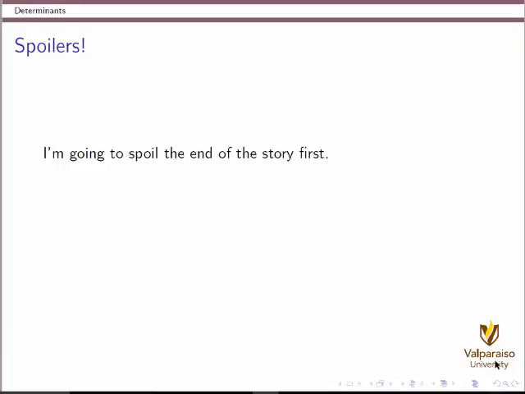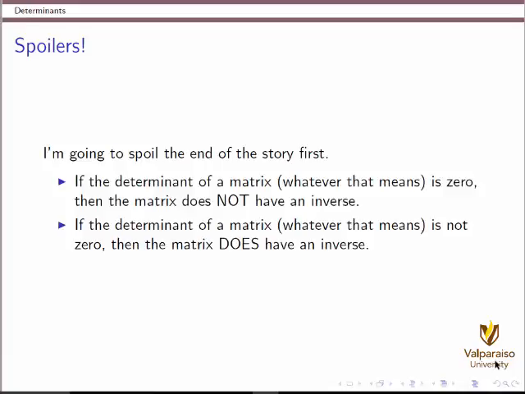Now, the end of the story, I'm going to spoil. It's coming up right now. The end of this story is that if a matrix has a determinant, and we haven't talked about what determinants are, but just go with it, if the determinant of a matrix is 0, then the matrix will not have an inverse. And if the determinant of a matrix is not 0, then the matrix will have an inverse.